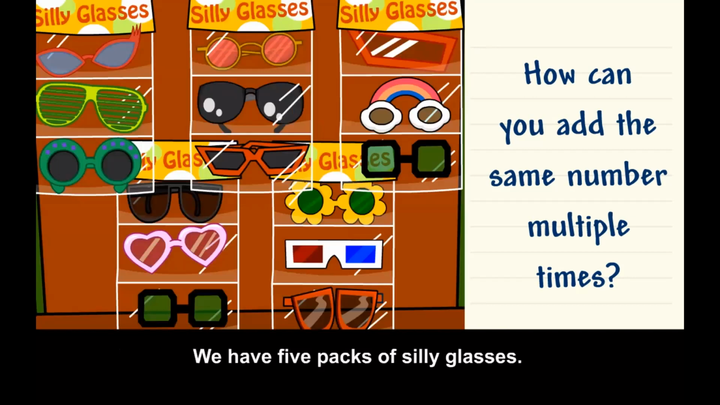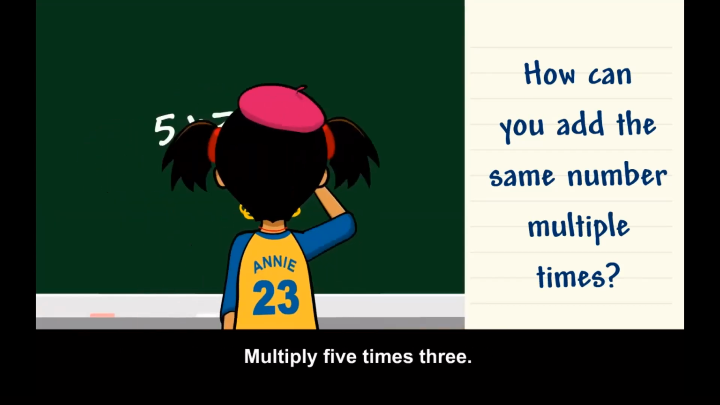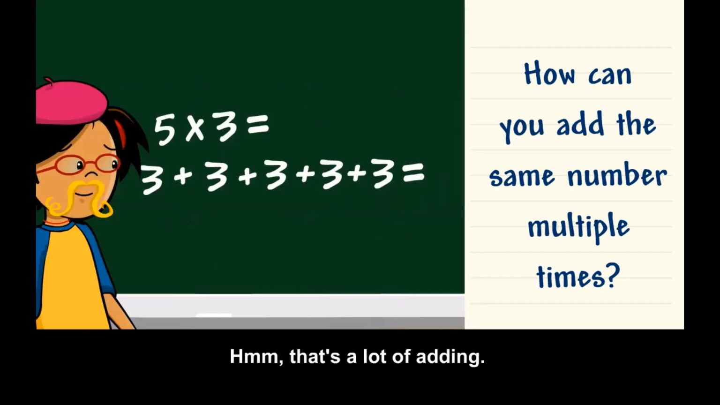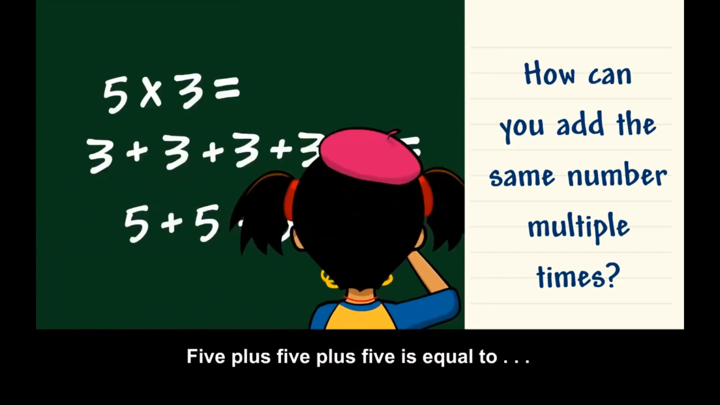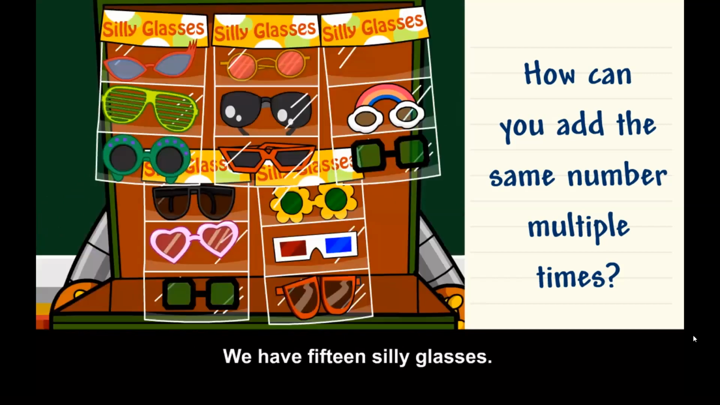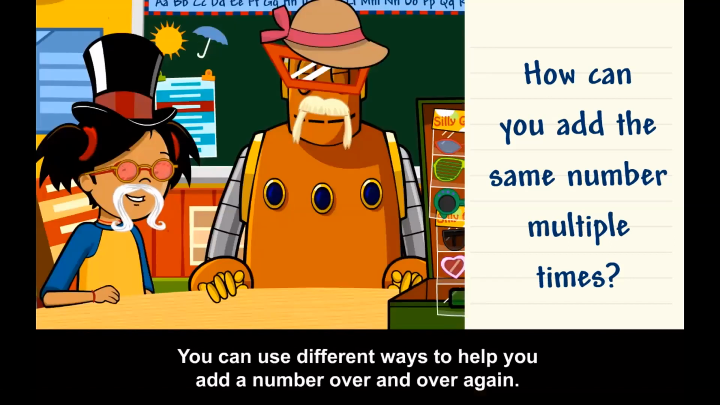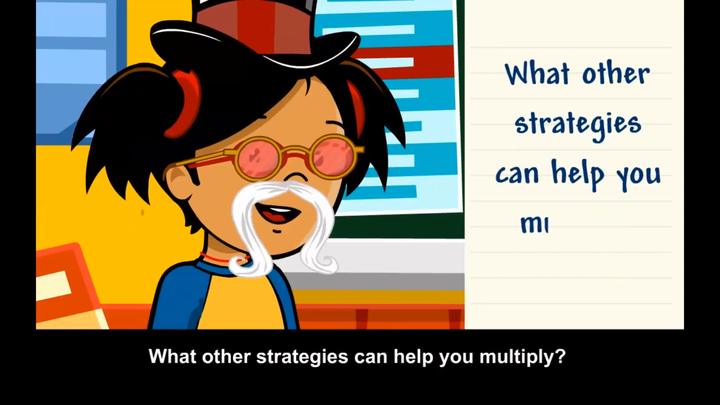We have 5 packs of silly glasses. Each pack has 3 glasses. How many do we have in all? Multiply 5 times 3. We can add 3 together 5 times. That's a lot of adding. It's easier to add 5 together 3 times. 5 plus 5 plus 5 is equal to 15. We have 15 silly glasses. You can use different ways to help you add a number over and over again. What other strategies can help you multiply?